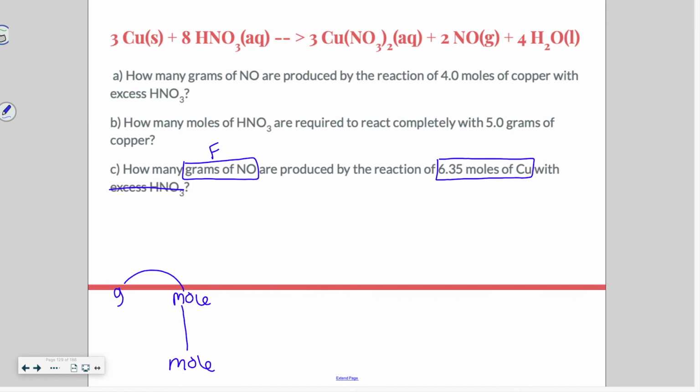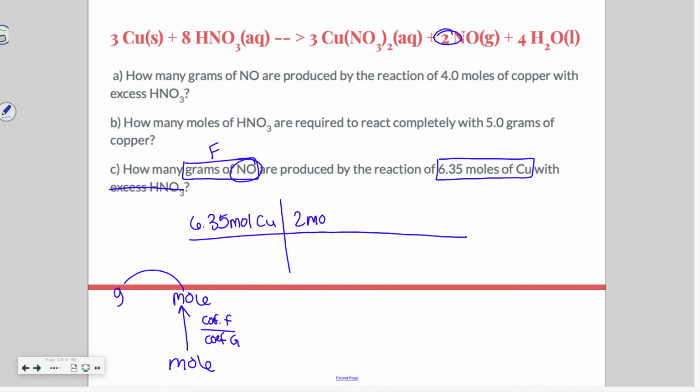Go ahead and write down what they gave you. That's 6.35 moles of copper. I'm going mole to mole. This is my first step, and this is where I need to get to. That was my coefficient of F over the coefficient of G. What do they want me to find? NO. What's the coefficient? 2. So 2 moles of NO over the coefficient of what they gave me. They gave me copper, and copper's coefficient is 3. So 3 moles of copper.